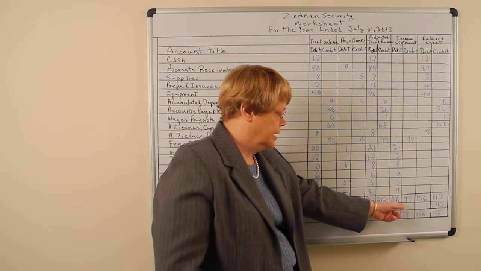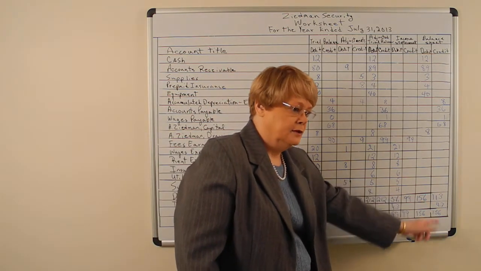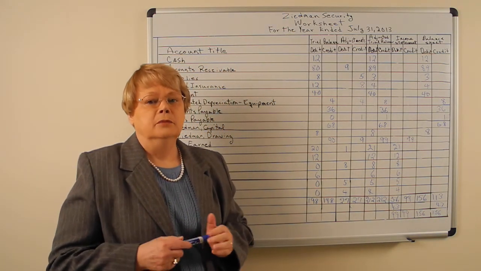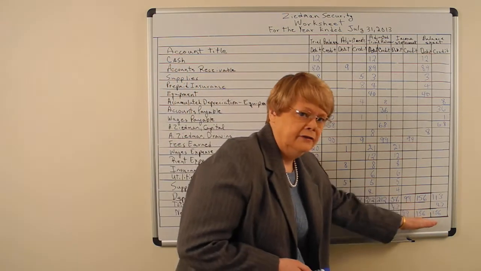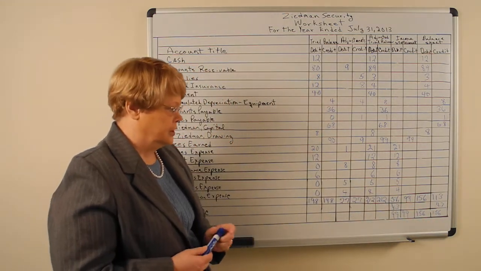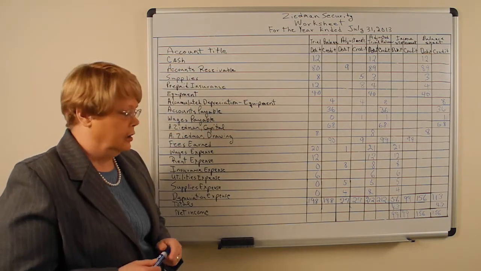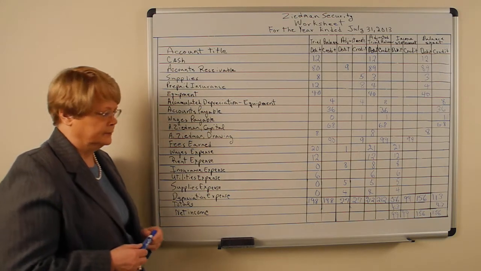So the difference between 99 and 56 is 43. The difference between 156 and 113 is 43. So that amount is the same, and when it is the same, you know your worksheet is in balance. Add it back, and now you have a balanced worksheet. Now what that amount represents is either net income or net loss. In this case, it's net income, and it is on the net income line.